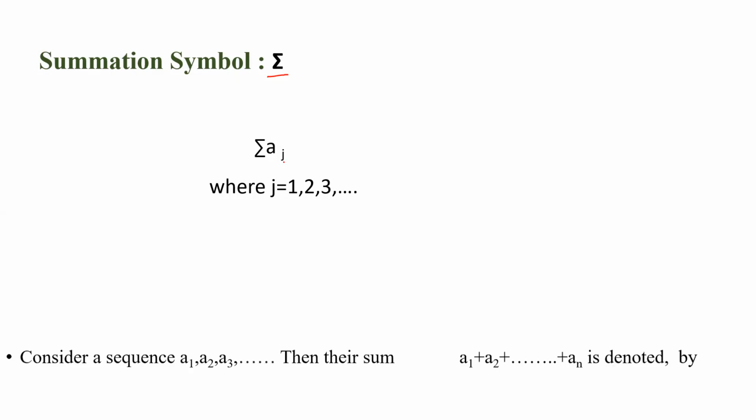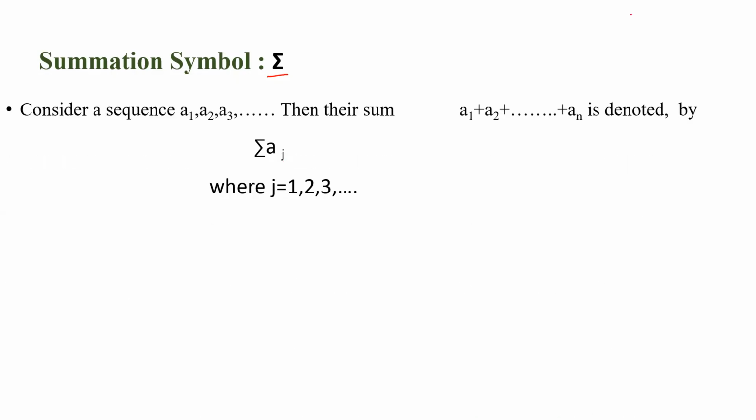So I'll show you one example. Consider a series of numbers. When we are writing an algorithm, we will not use numbers, but instead we will be using variables. Suppose I am using A1, A2, A3 as the variables. Instead of that, you can write 1, 2, 3 also. A1 may be equal to 1, A2 is 2, and A3 is 3.